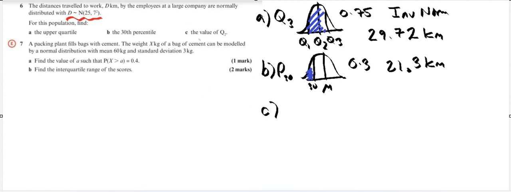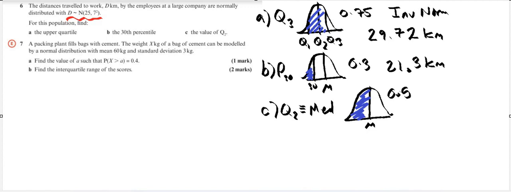Now we want C. C is the value of Q2. Well, we know that Q2 is the same thing as the median. Remember that for normal, the median is equal to the mean, which is right in the middle of our distribution. So that means that the area has to be 0.5. So again, still the same thing, just change the area to 0.5. Same standard deviation of 7, same mean of 25. And of course, that gives us a value of 25 kilometers because 25 is the mean that we're given here. So that is A, B, C taken care of.